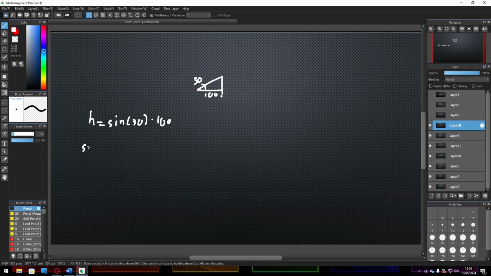So we're just going to approximate sine 30 again. You can use a calculator, whatever you want. This comes out to about 0.5 rounded, so yeah. And then all you have to do is 0.5 times 100, which is equal to 50 miles, which is how far the observer is away from the point right underneath. That's how far up the moon is from the observer's point of view.